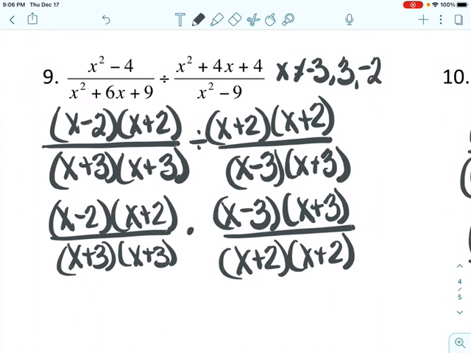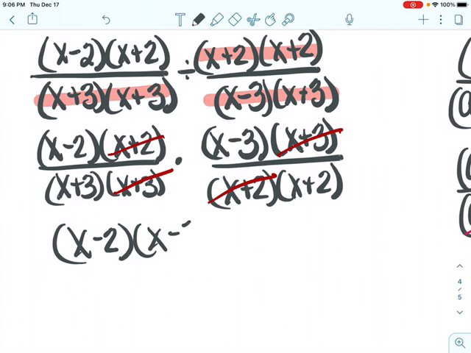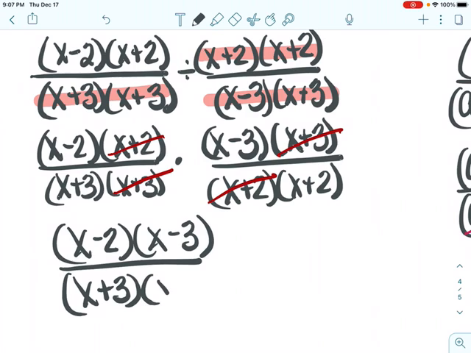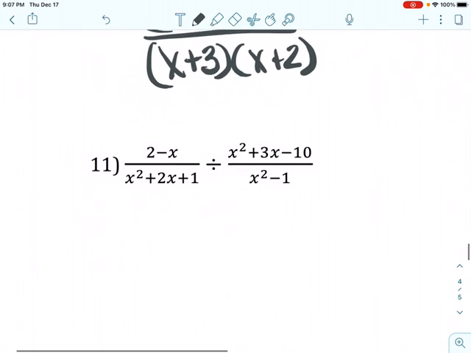Now, I do it before I flip, but once you get really good at this, you're going to be able to see that your restrictions are going to come from the denominator of the first, the denominator of the second, and the numerator of the second, because when you flip, the numerator becomes the denominator. All right, so let's reduce out. Okay, so I can get rid of the plus 2, and I can get rid of a plus 3, and I believe that is it. So this is x minus 2, x minus 3 over x plus 3, x plus 2. Okay. All right, let's try one more.